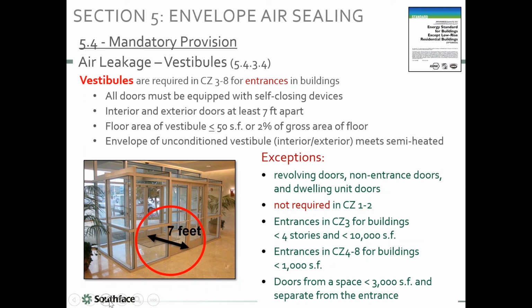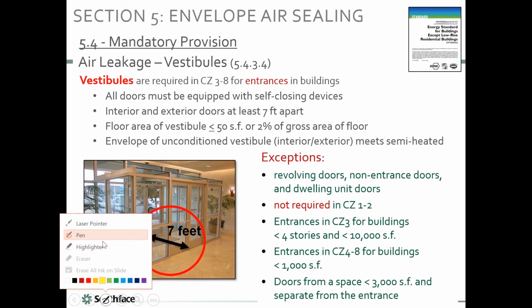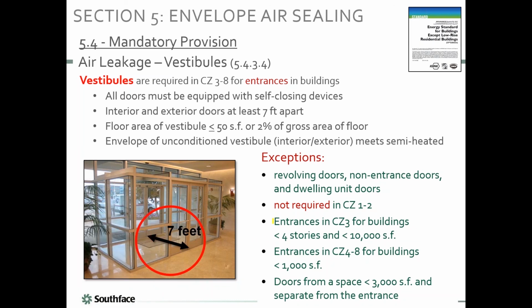This is a big one, and this is only in ASHRAE. So I'm going to click the highlighter. In ASHRAE only, if you're building in climate zone 3 and your building is 3 stories or less and your actual building is under 10,000 square feet, you can take an exemption for the vestibule. That is only in ASHRAE 90.1. The other exceptions are in both codes, but that one's only in 90.1. It's only climate zone 3.